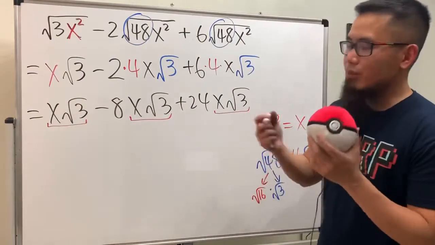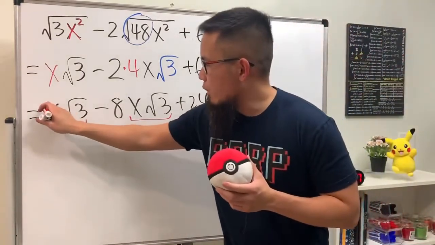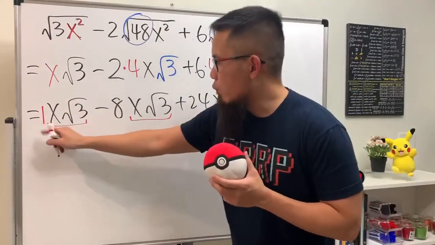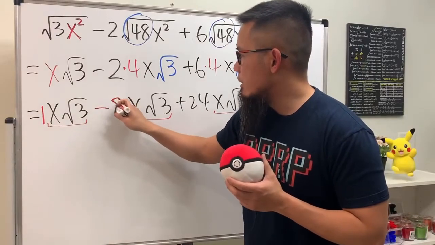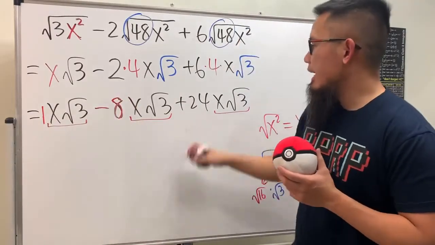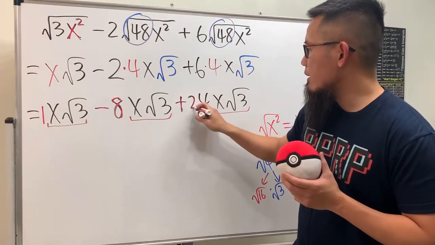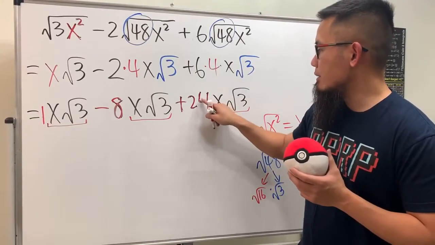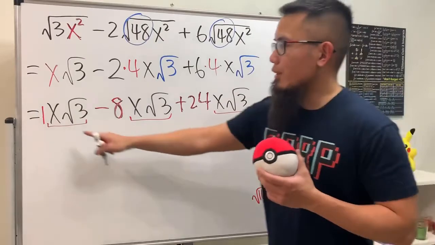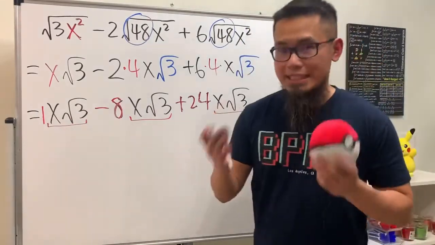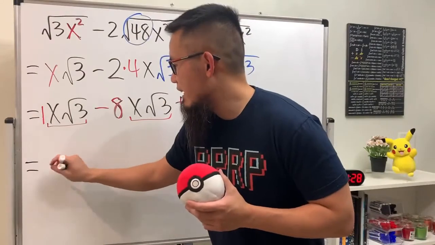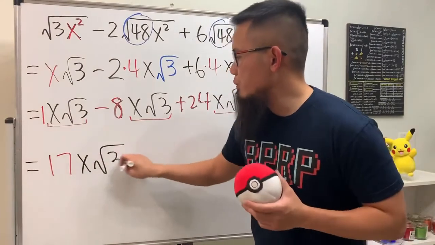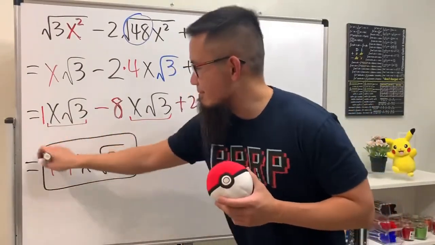So in this case, we just have to combine the coefficients. The first one has the 1 in front of the x square root of 3, right? So here we have 1, and then minus 8, so we have minus 7, and then plus 24. Negative 7 plus 24 is 17, okay? So we have 17, and remember, the term stays the same. So we have 17x square root of 3. So that's it. Just like that.